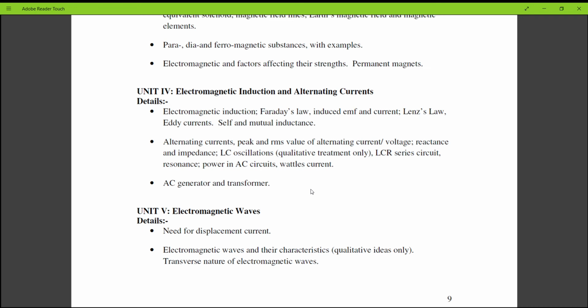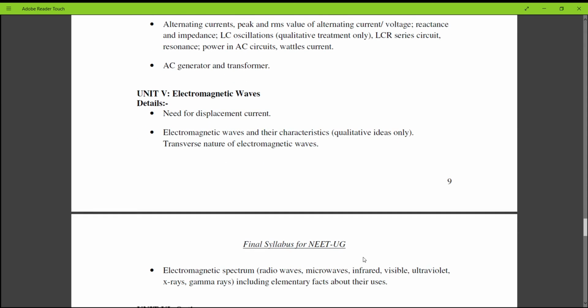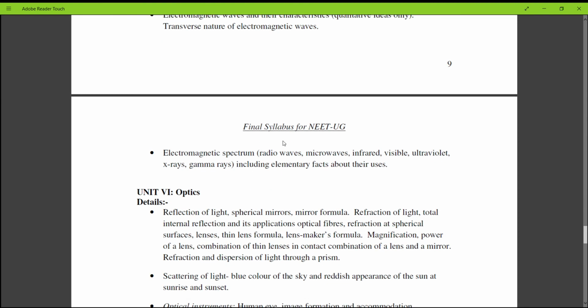Then unit 5, electromagnetic waves, need for displacement current, electromagnetic waves and their characteristics, qualitative idea only, transverse nature of electromagnetic waves, electromagnetic spectrum, that is radio waves, microwaves, infrared, visible, ultraviolet, X-rays, gamma rays. This much only. No other frequency bands are there, including elementary facts about their uses.